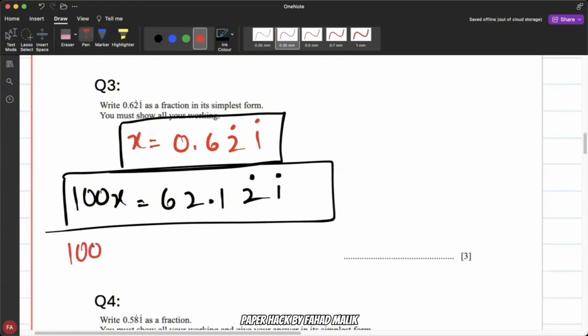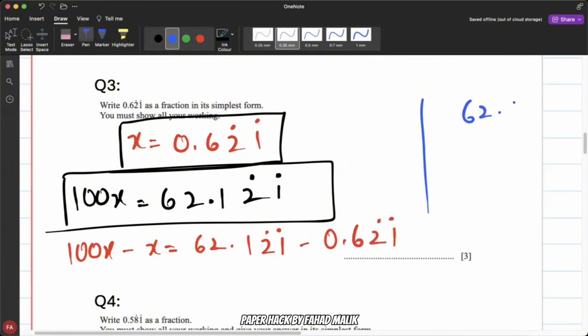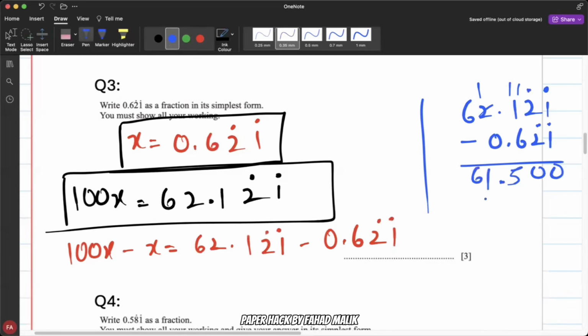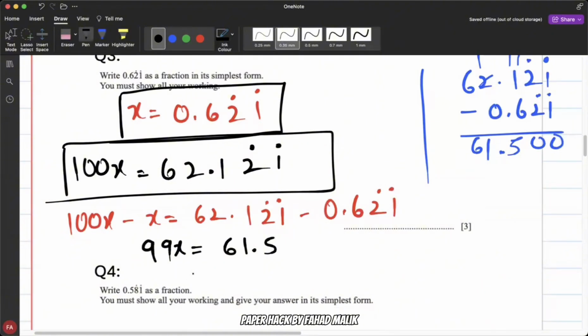We can subtract this, so 100x minus x equals 62.121 minus 0.621. You can clearly see that we can perform this subtraction, which ends up giving us 0 on this side, 1 minus 6, that's going to be 5, 61.5. So this will be 61.5. On this side, we'll be having 99x. Again, you can multiply this by 10, which gives you 990x equals 615.